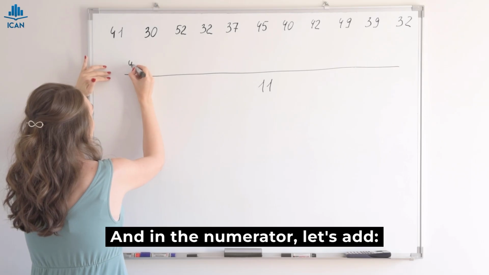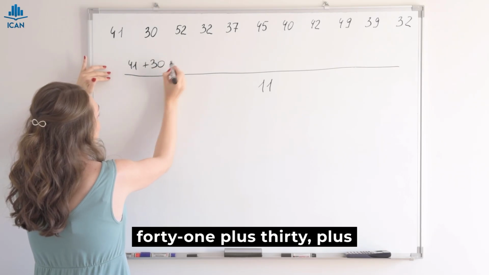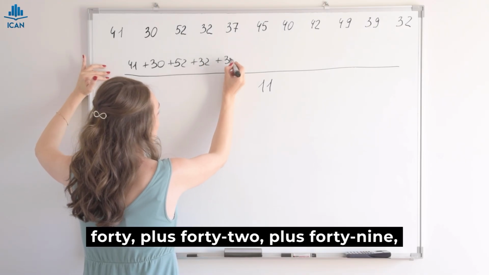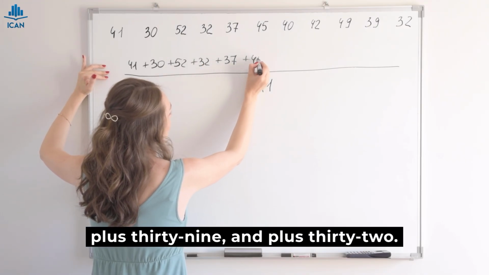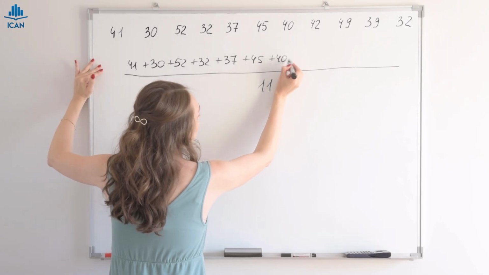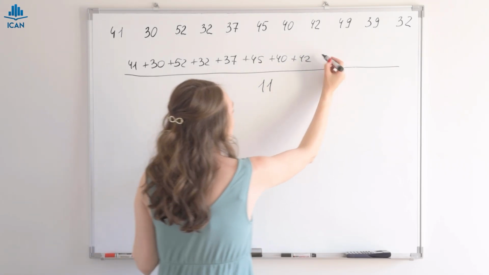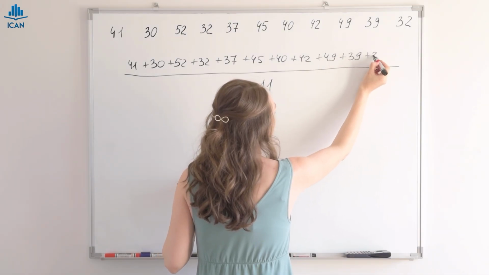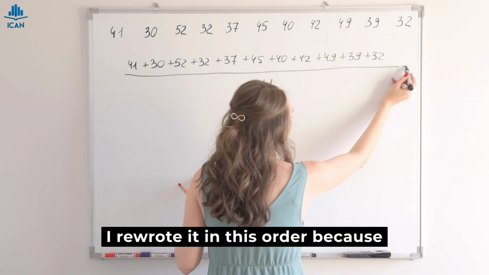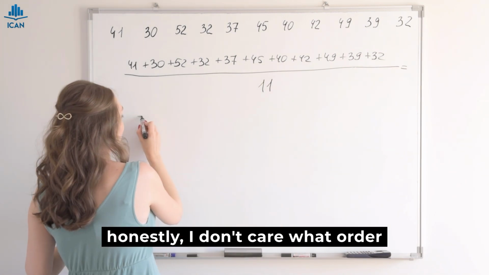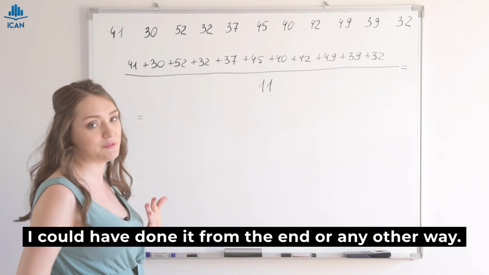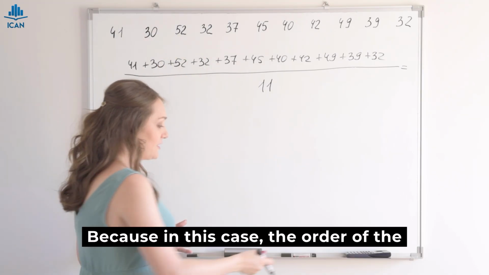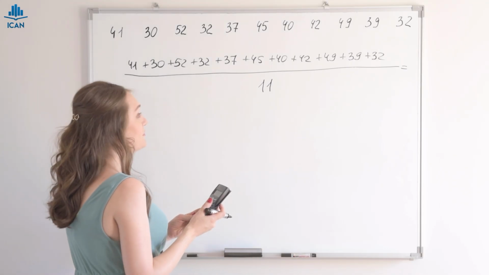And in the numerator, let's add 41 plus 30 plus 52 plus 32 plus 37 plus 45 plus 40 plus 42 plus 49 plus 39 and plus 32. I rewrote it in this order because honestly, I don't care what order it's in. I could have done it from the end or any other way, because in this case, the order of the components doesn't matter at all.